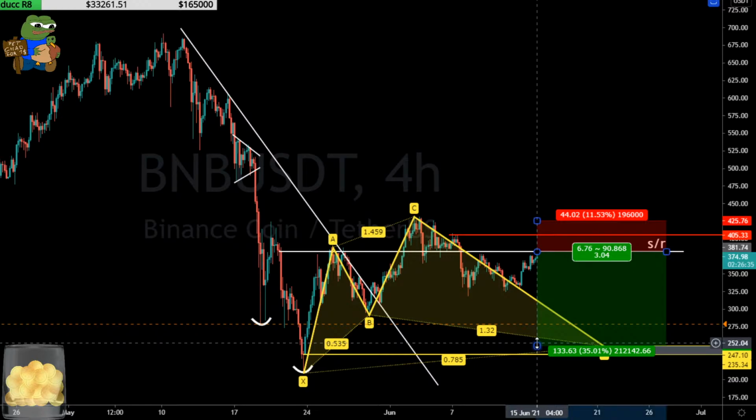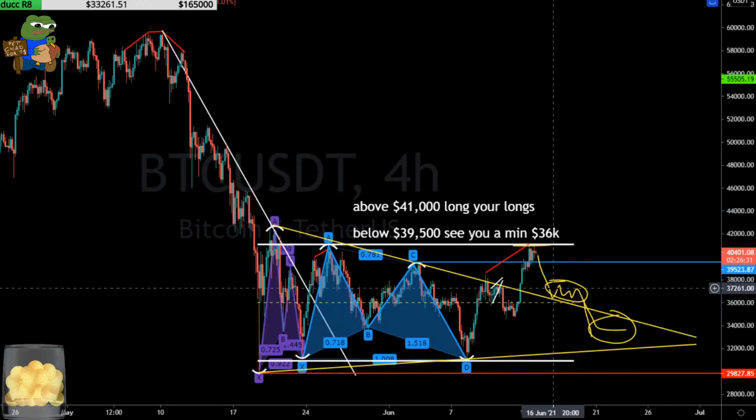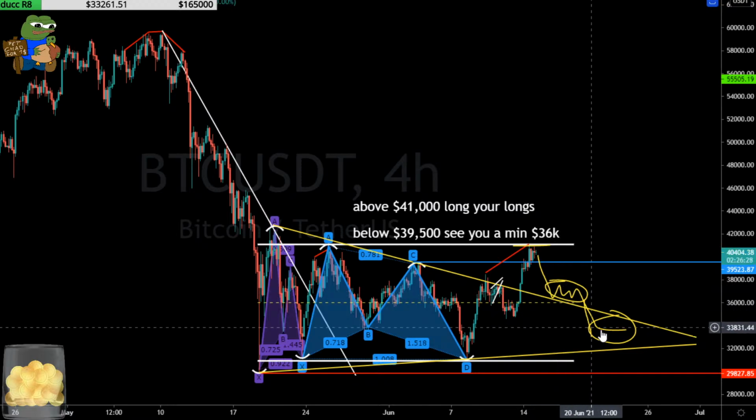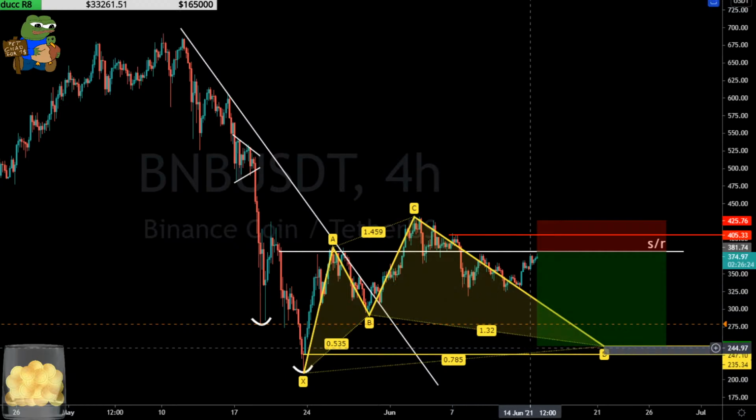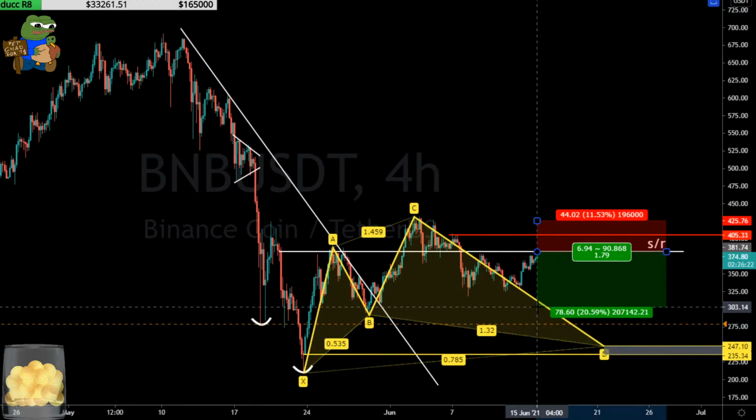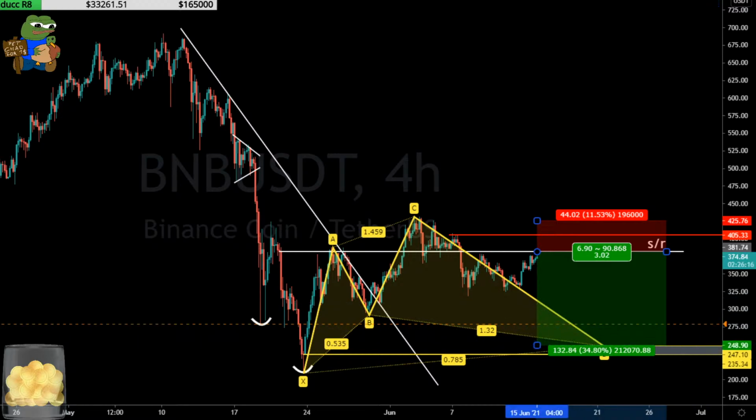I don't know how far we'll go. It just depends where Bitcoin wants to reverse, right? Is Bitcoin going to reverse at 36 or at 33? That's going to decide how far BNB comes. Are you just going to get 300 or are you going to get 250, right? So that would be what you'd be looking for on BNB.